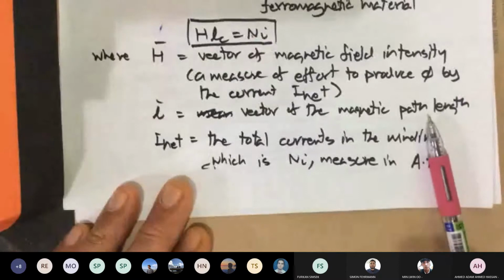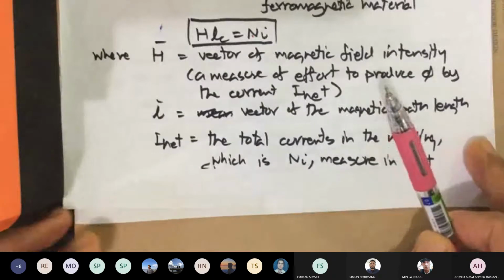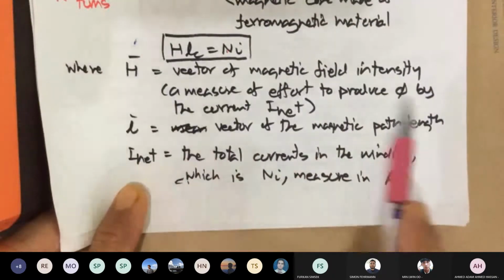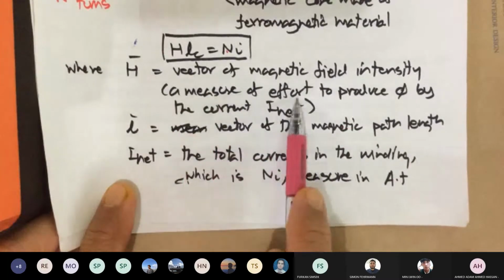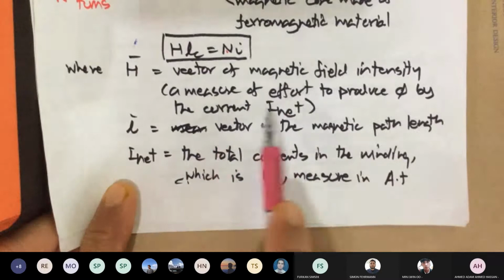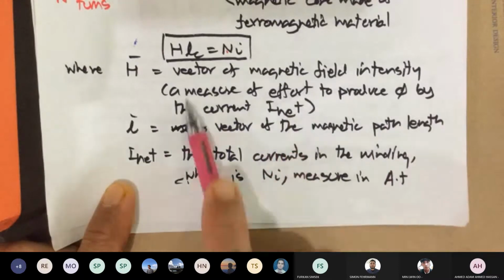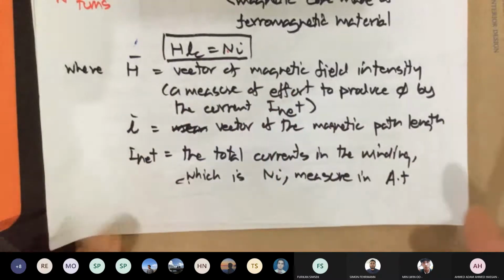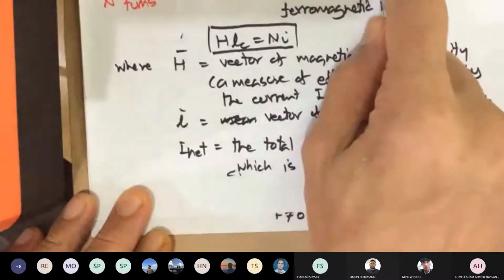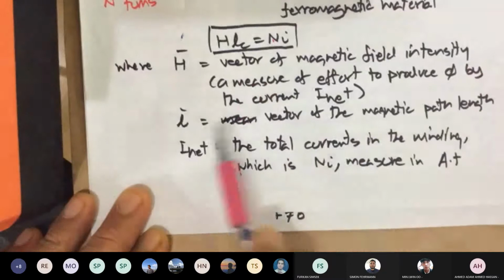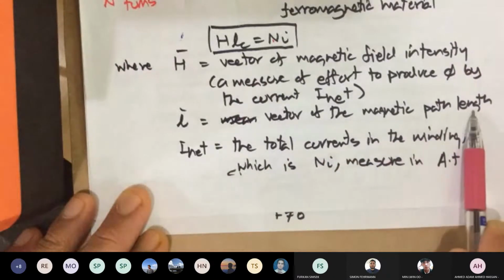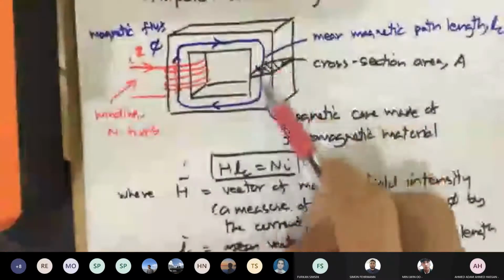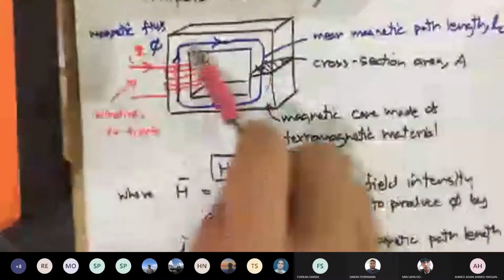Now this is a very abstract term, so your textbook gives you a very good description of this. You can think of H as a measure of the effort to produce phi by the current I net. The effort, sort of like that. Think of it that way. I'll come back to that later. And then vector L, which in scalar form is Lc, is the magnetic path length. How long does the magnetic flux flow? In this case, you can measure Lc right away. You know the dimensions of the core, so you can measure all four sides.